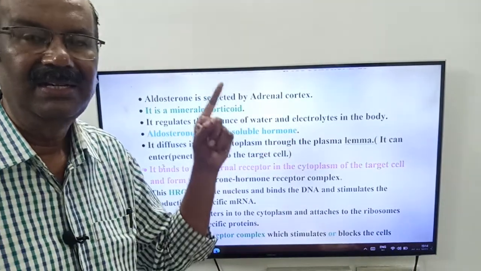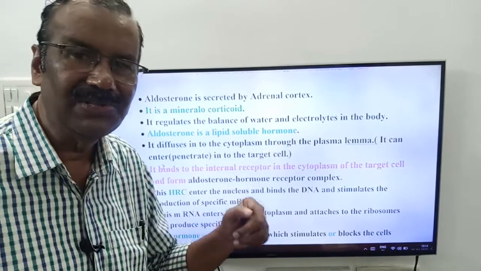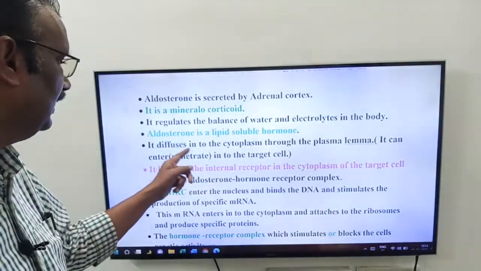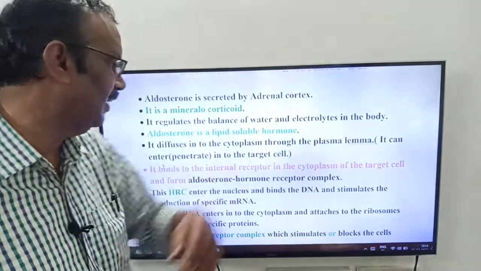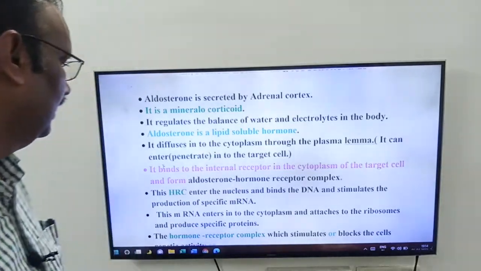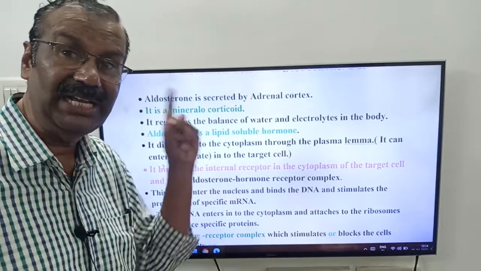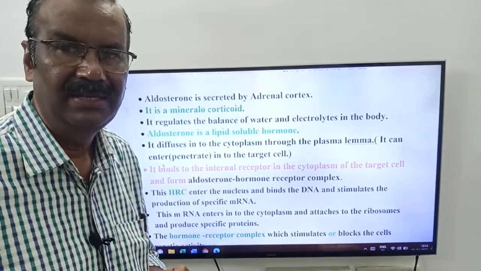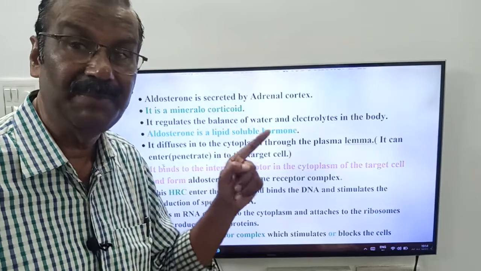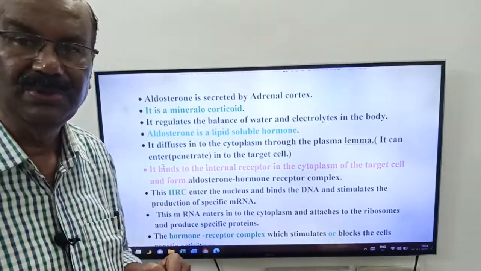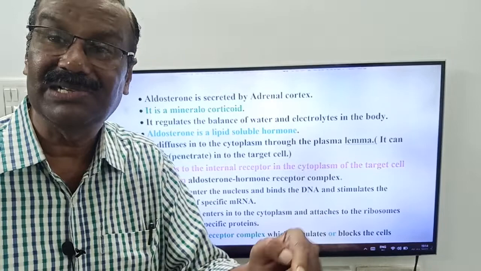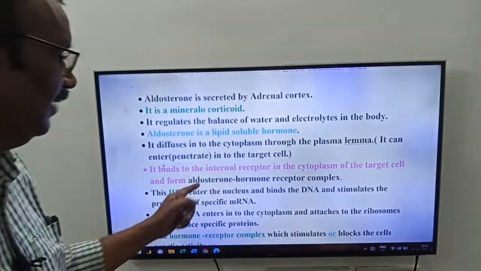See, friends, epinephrine won't enter into the cell, but aldosterone enters into the target cell, friends. It diffuses, it enters into the cytoplasm through the plasma lemma. Means it can penetrate into the target cell. That is important, friends. It binds to the internal receptors. See, friends, epinephrine binds to the external receptors, that is membrane bound receptors. Here aldosterone binds to the internal receptors, meaning these receptors are present inside the target cell.